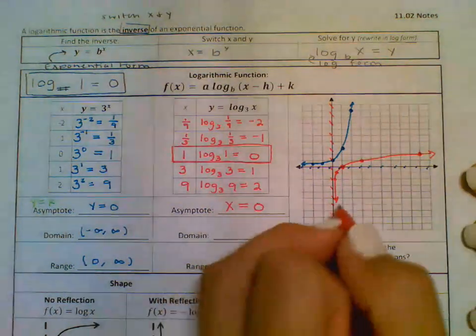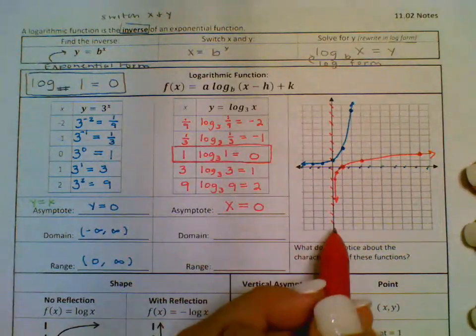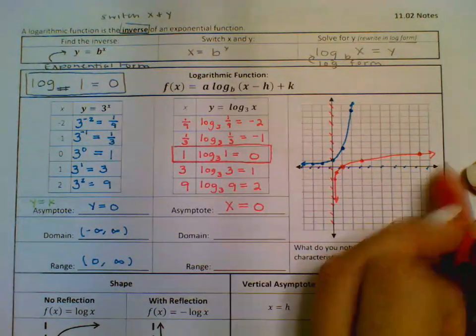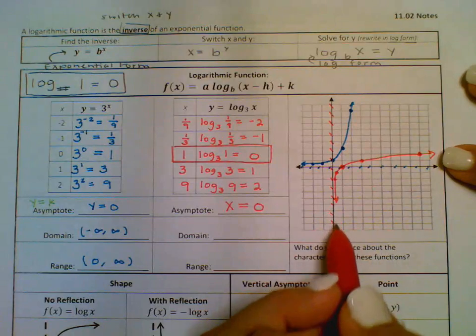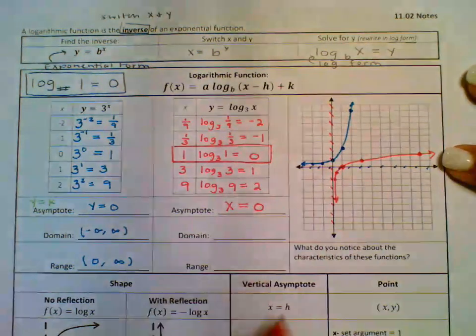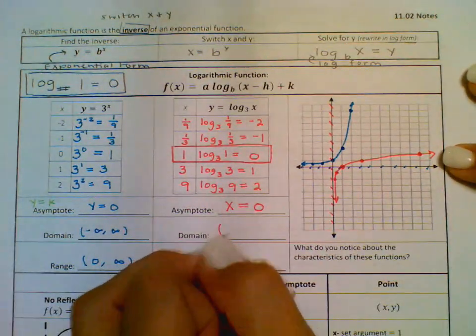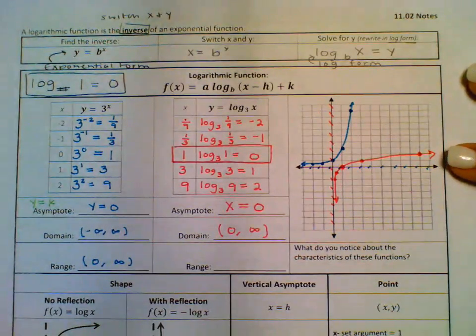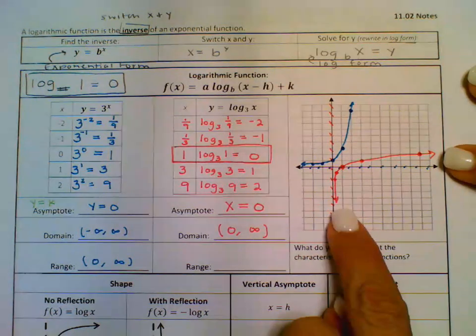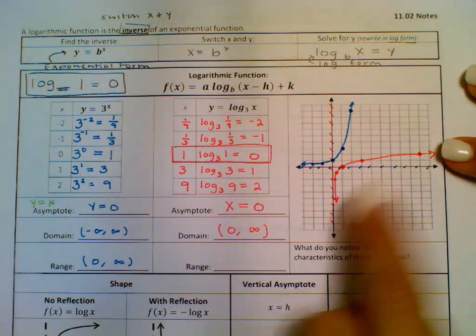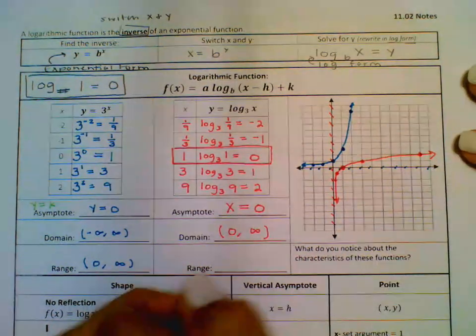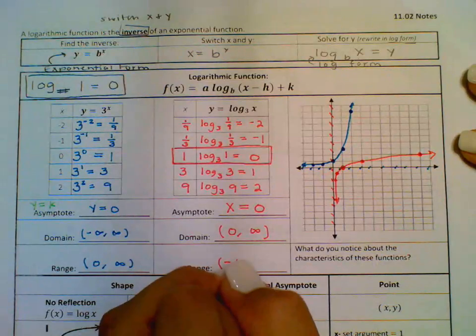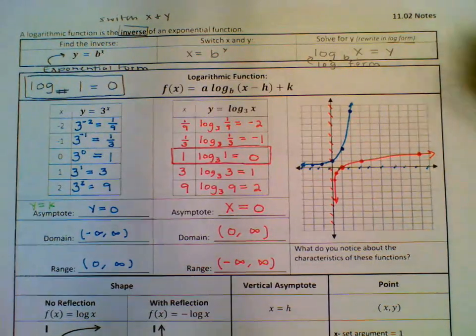All right, and then the domain for this graph, now the domain cannot go from negative infinity to positive infinity. This domain has to start at our vertical asymptote at 0 and go to infinity. But our range can go from negative infinity up to infinity. This is increasing, it's just increasing slowly. So our range goes from negative infinity to positive infinity.